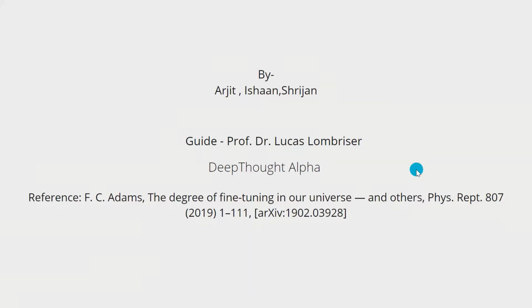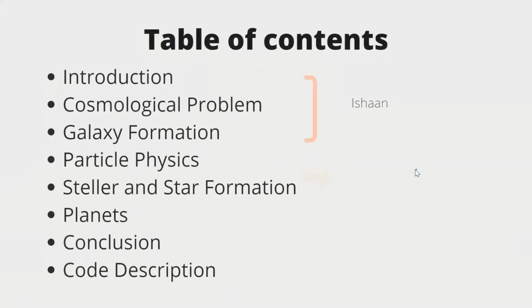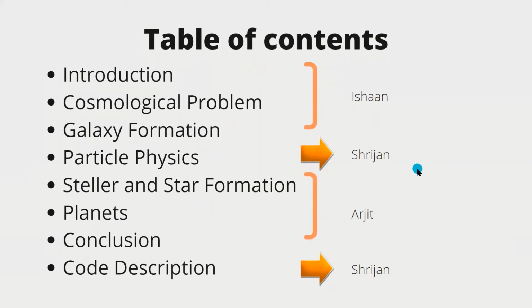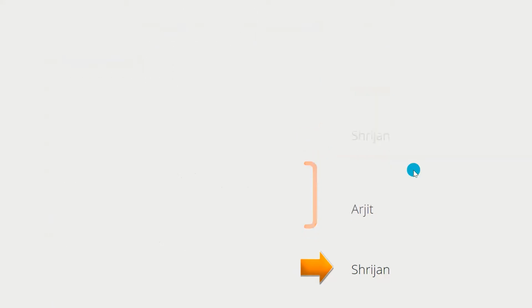The outline of the talk is as follows. I will cover the first three parts. Then Shrijan will take over for particle physics, and then Arjit will continue with star formation, planets, and conclusion. And finally, Shrijan will give a brief description of the code we have used for plotting the constraints.